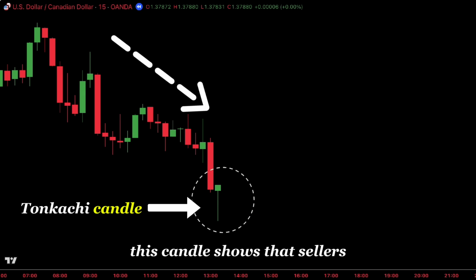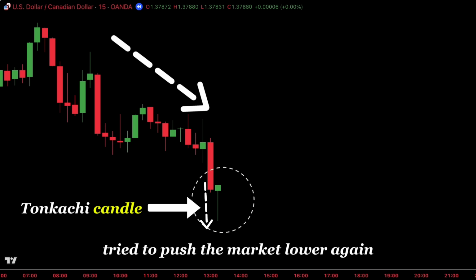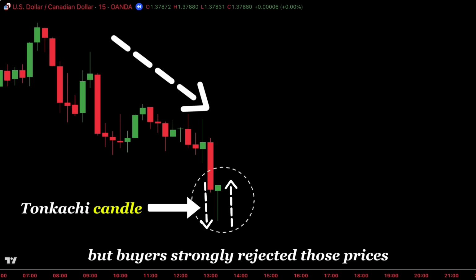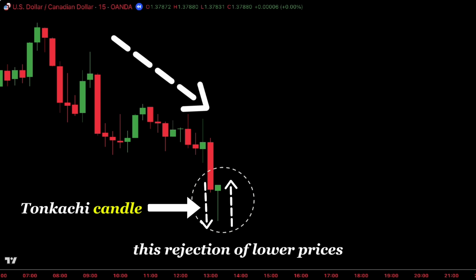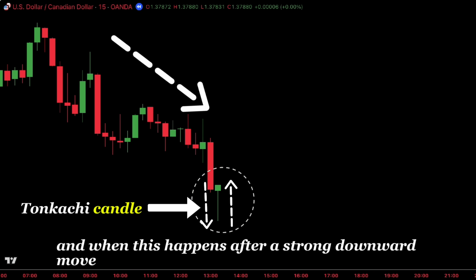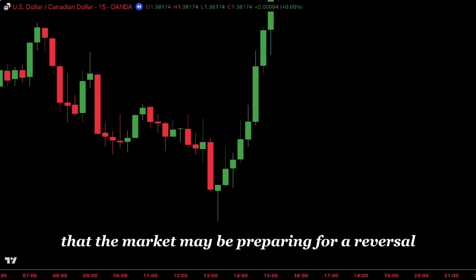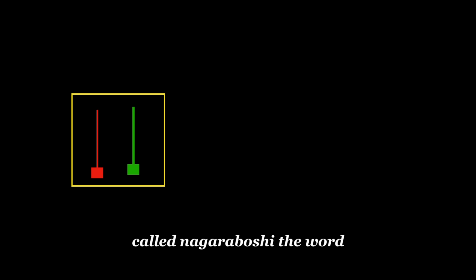This candle shows that sellers tried to push the market lower again, but buyers strongly rejected those prices and pushed the market back up. This rejection of lower prices indicates buyer resistance first and then buyer dominance. And when this happens after a strong downward move, it often signals that the market may be preparing for a reversal. Now let's look at the opposite version of the tonkachi, called nagaraboshi.